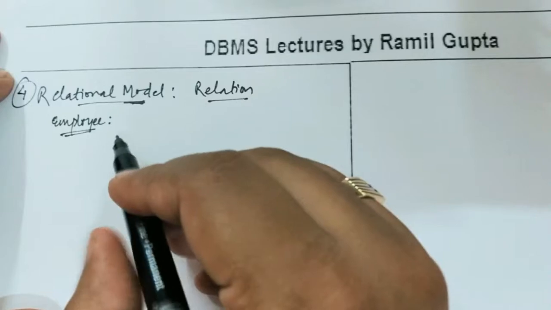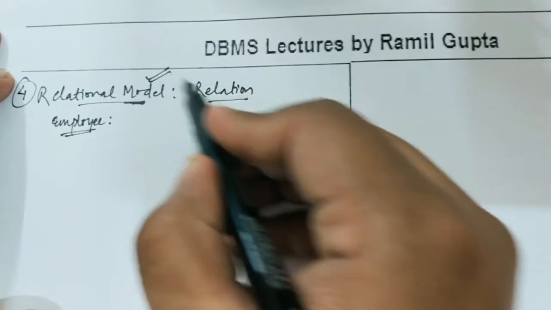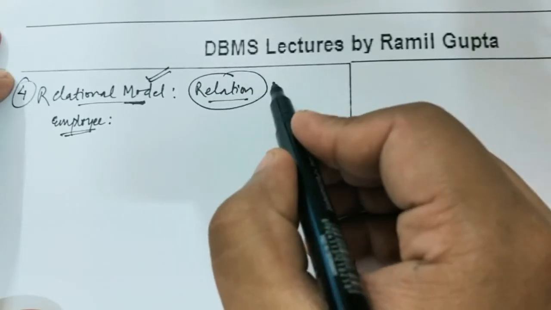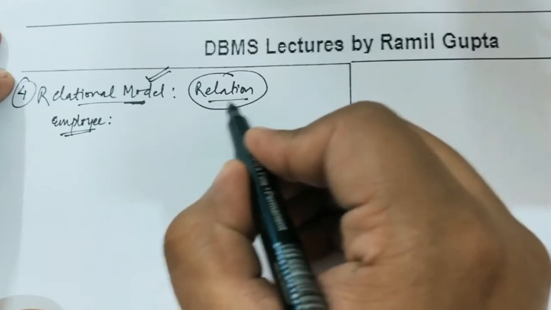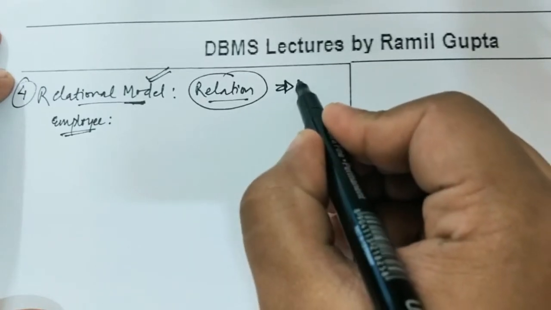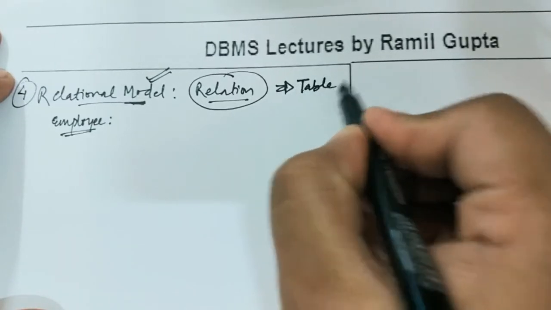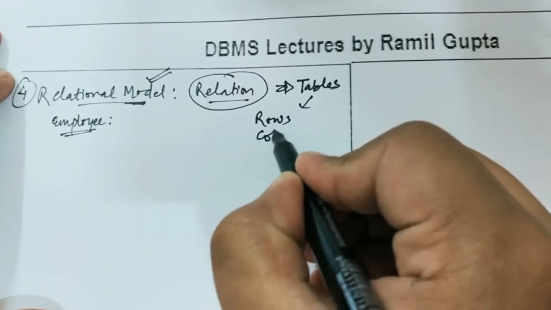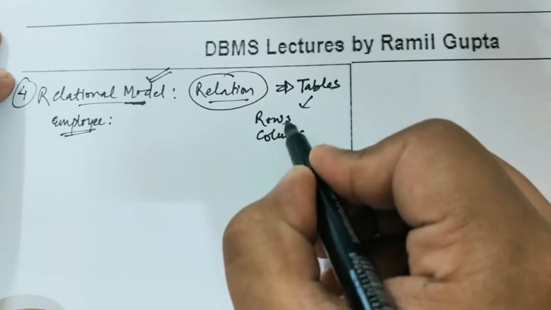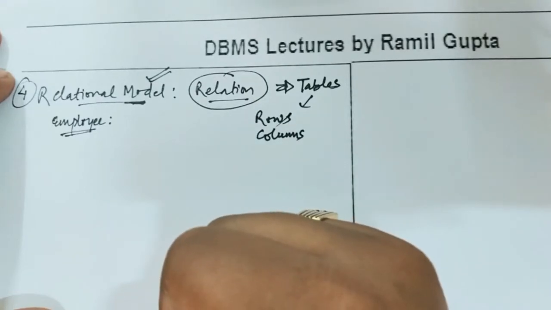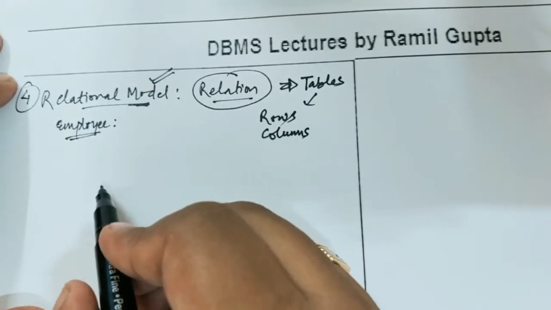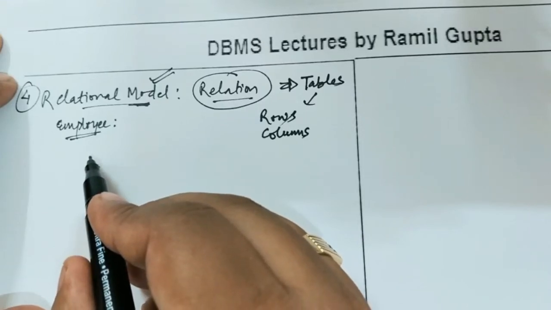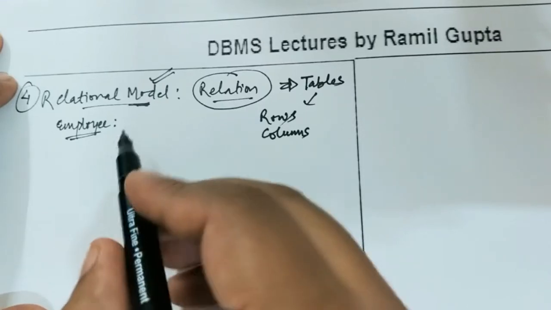The basic highlight of this particular relational model is that we try to save the data in the form of relations. Relations we can also call tables. These tables are formed of rows and columns. Rows and columns define them. Let's try to take an example and then we'll figure out the highlights of the relational model.